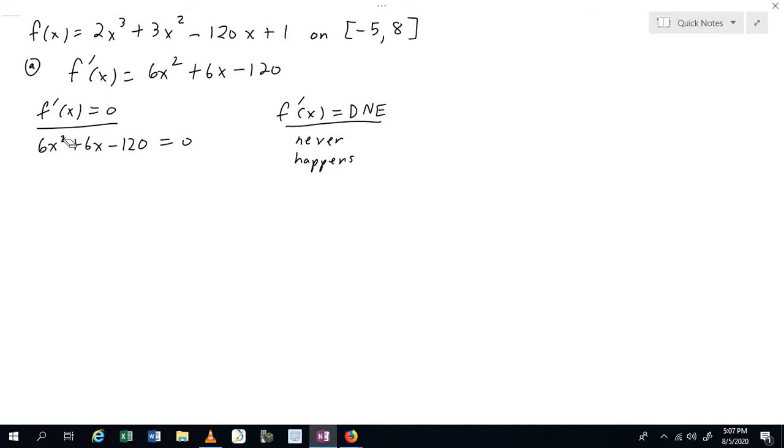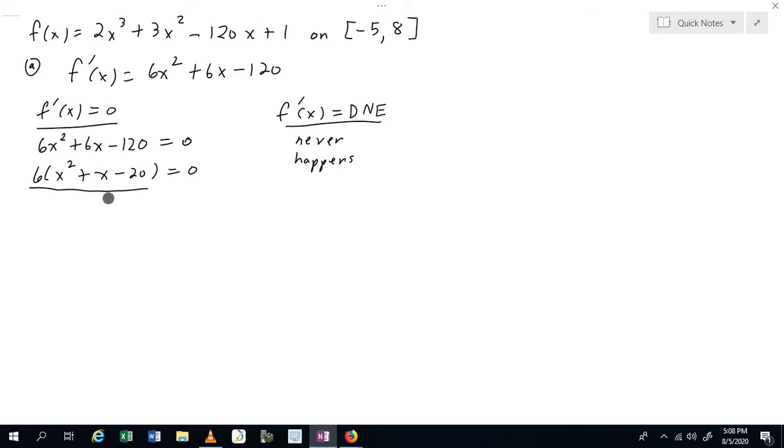Now to solve this, it's a quadratic. And to solve a quadratic, you have to put it in standard form first. Standard form is the case where you have one side of it equal to 0. So this is already in standard form. After you put it in standard form, you can either use the quadratic formula or you can factor it. Okay, here I think we can just factor this. There's a 6 in common, so let's pull the 6 out. And you're left with x squared plus x minus 20.